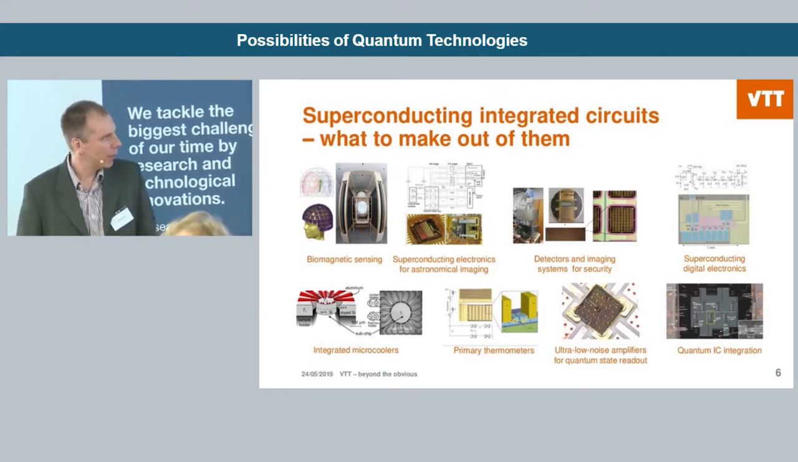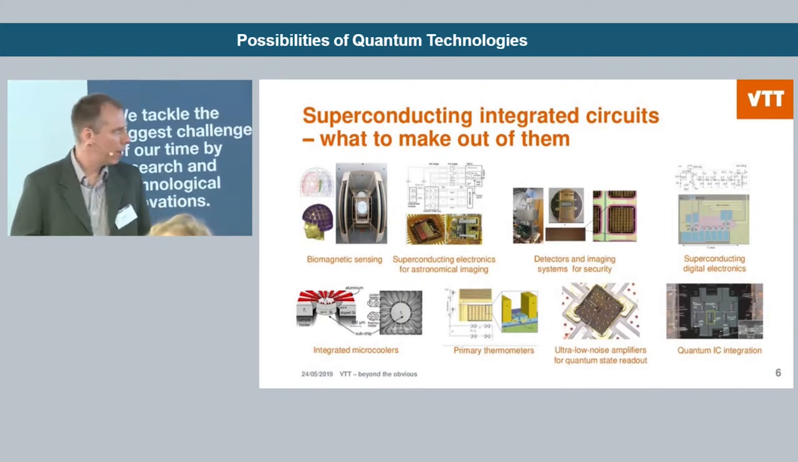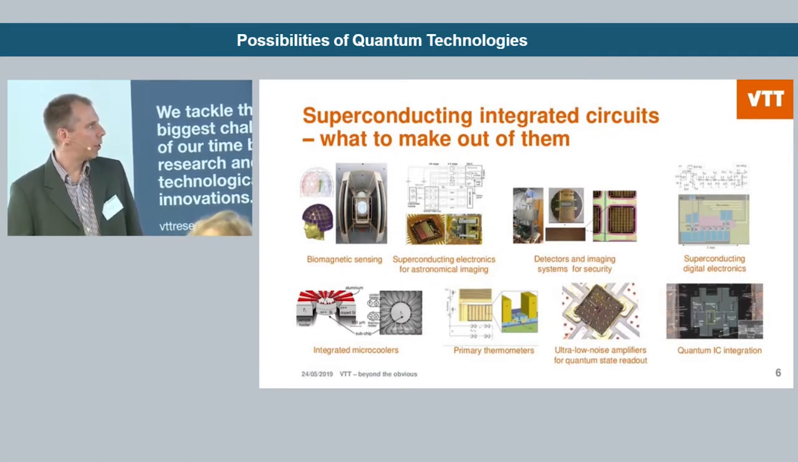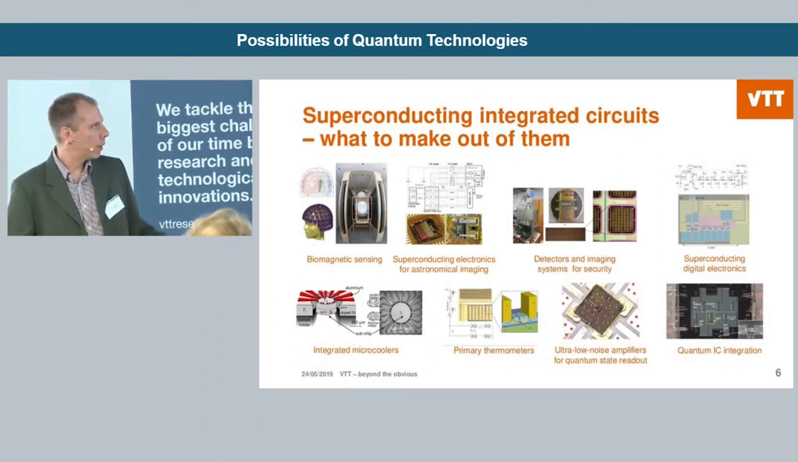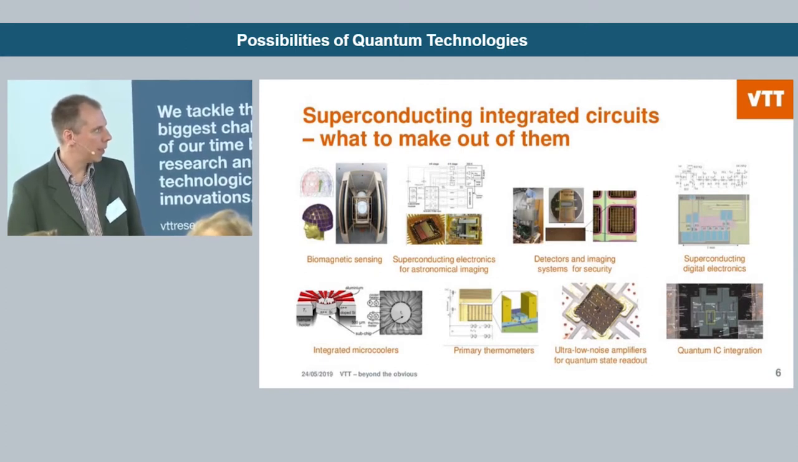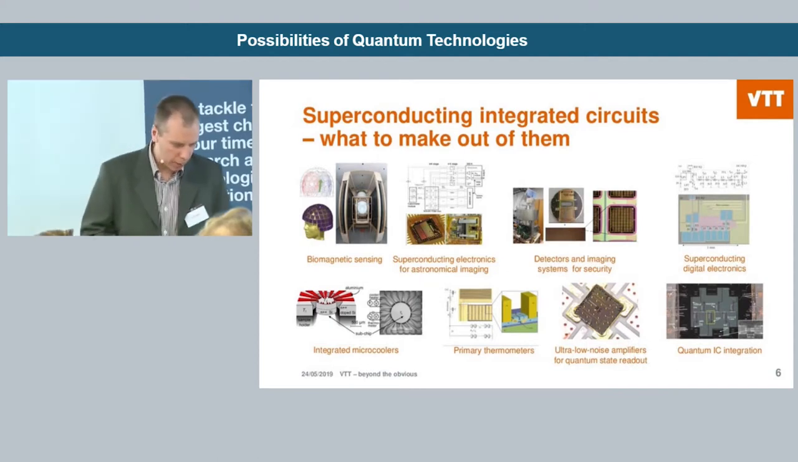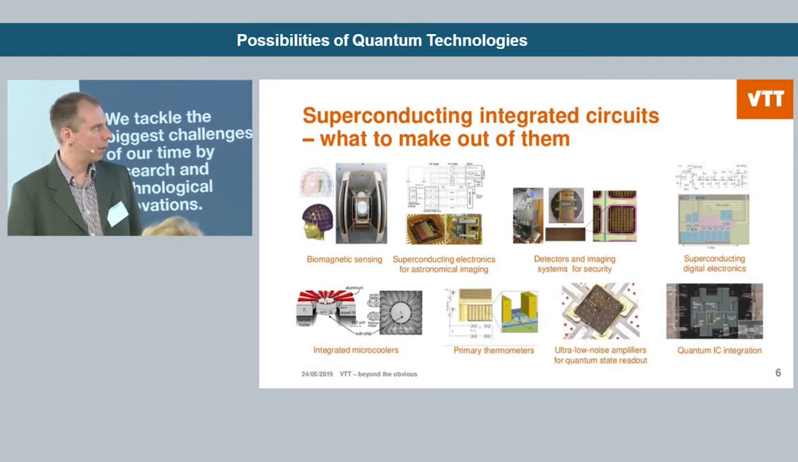So this is the technological background. Here is an overview of things that we are doing with superconducting ICs, quantum 1, quantum 2. The traditional topics are magnetic sensors, like detecting the neuronal signals of the brain and using that in medicine or brain research. Then astronomical imaging is one topic, and we have imaging systems for security. All these are based on superconducting sensors, where the most important thing is to have low temperature, low fluctuation, to keep the noise down.